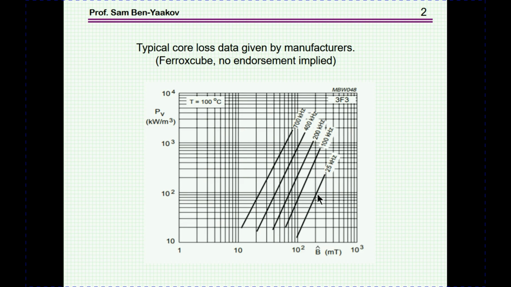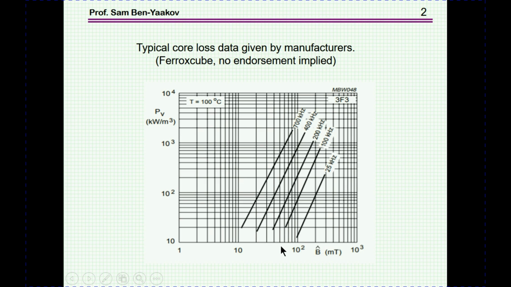Now, a limiting factor in the design of inductors and transformers is the losses in the ferrite core. This information of losses in ferrite cores is usually given by manufacturers like this. In this case, we're seeing the loss in kilowatts per meter cube, which is equivalent to milliwatts per centimeter cube, as a function of the magnetic flux density excitation. The hat means peak value.